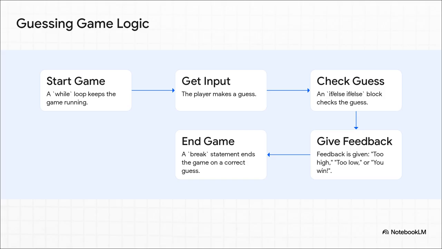Check out how all the pieces fit. You've got a while loop that keeps the game running over and over. Then, inside that loop, you have your decision maker, that if-else-if-else block that checks the guess. Is it too high, too low, or just right? And when the guess is correct, what do we do? We use break to bust out of the loop and end the game. See? It's all of our tools working in harmony.